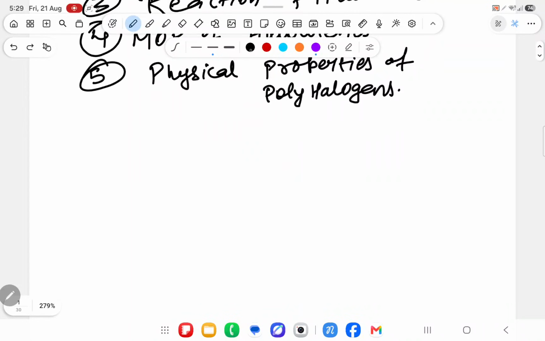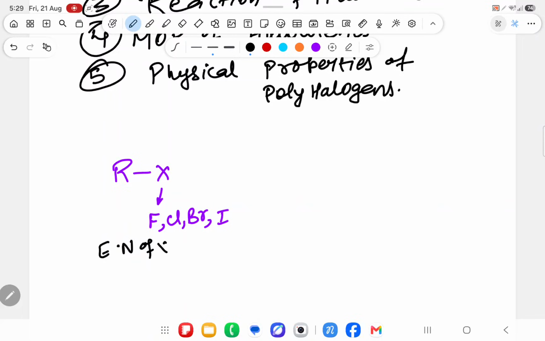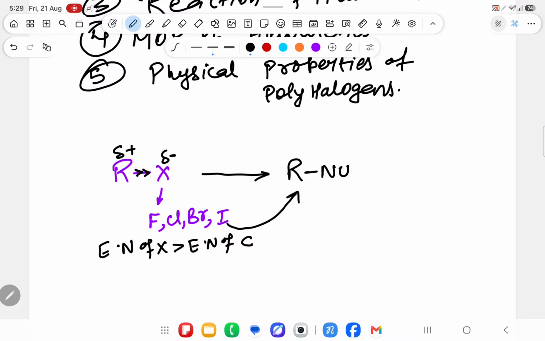Now, in this chapter, basically what happens, do you know? Suppose some RX will be there. Now, this X will be either fluorine, chlorine, bromine or iodine. We know that the electronegativity of fluorine, chlorine, bromine, iodine is more. Electronegativity of X is more than the electronegativity of the carbon present in the R. Because of that, X will get partial negative and carbon will get partial positive, because an electronegative element attracts the electrons towards itself. After that, some nucleophile will attack over here, and this will convert into R-Nu.